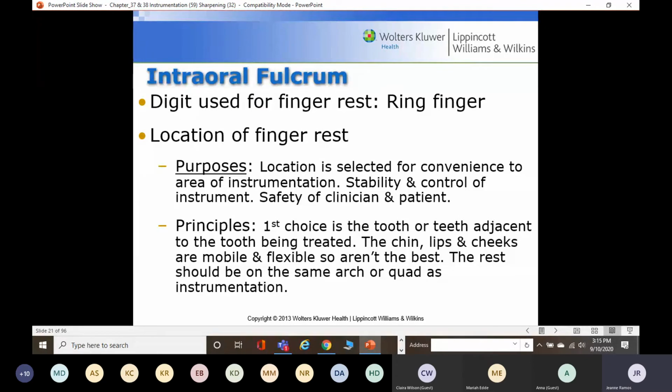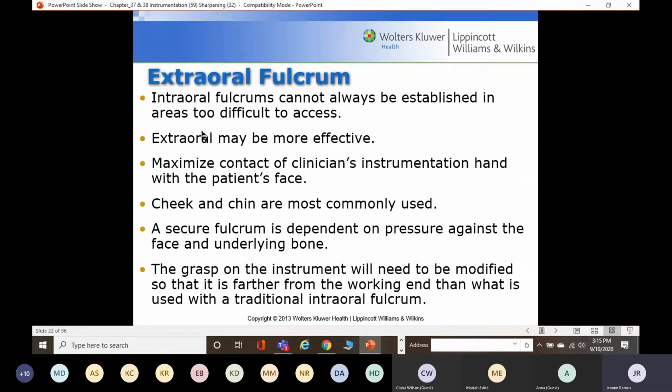And sometimes when you have an intraoral fulcrum on the maxillary teeth, maybe around the canine, and you're trying to reach all the way back to the distal of the maxillary last molar, you can do that, but a lot of times there's not a lot of strength pulling that off, which means you're going to be scaling and scaling and scaling, which just prolongs everything for your patient. So intraoral fulcrums cannot always be established in areas too difficult to access. So here we go. Extraoral may be more effective.